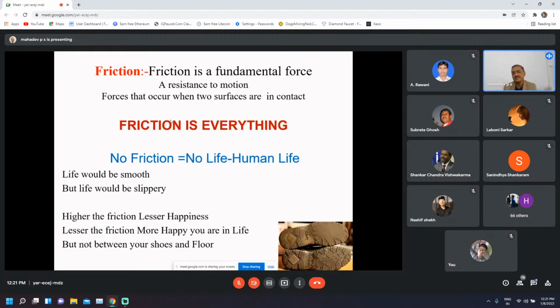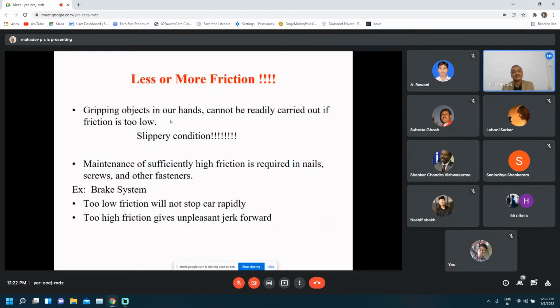So friction is everything. As you know, life would be slippery if there were no friction. Friction is necessary, and somewhere it is not necessary. Higher the friction, lesser the happiness. So lesser the friction, more happy you are in life, but not between your shoes and the floor, and not between the better half. Fine. So the married people can understand in a better way.